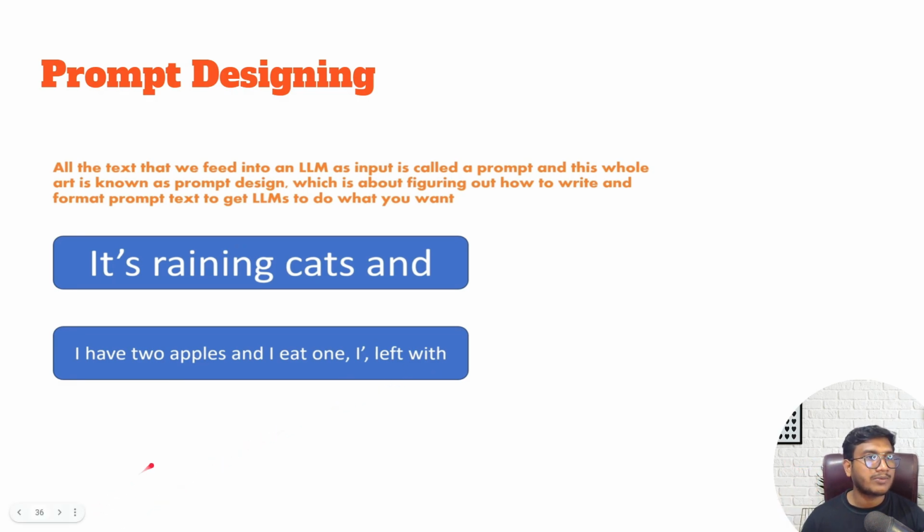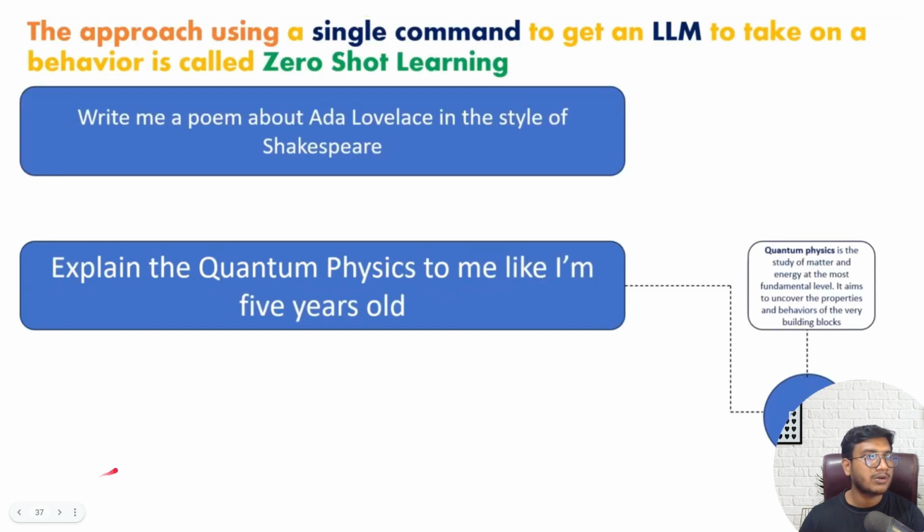Now, apart from that, there are some types of prompts like few-shot prompt and zero-shot prompt. These are the types of prompts available. Let me show you. This is called zero-shot learning, or zero-shot prompting. Here you are only using a single command to get an LLM to take on a behavior. That means you are only giving an input, and your large language model will give you the output.